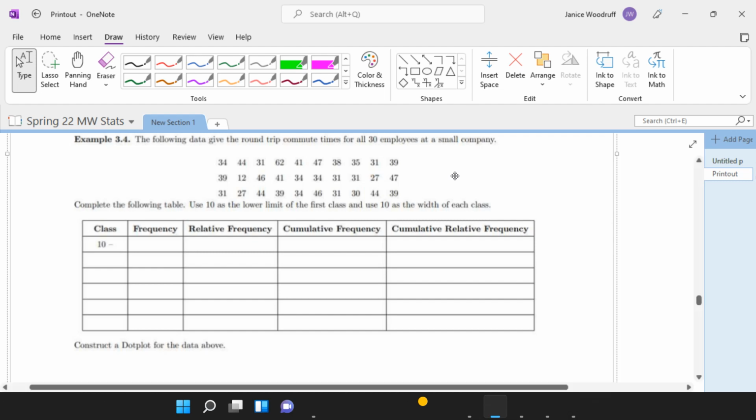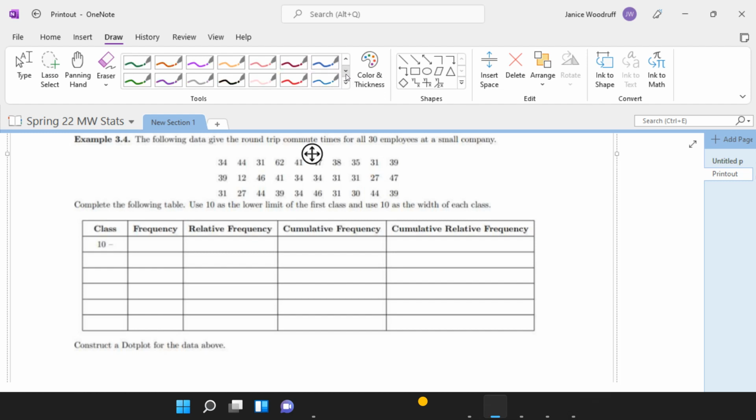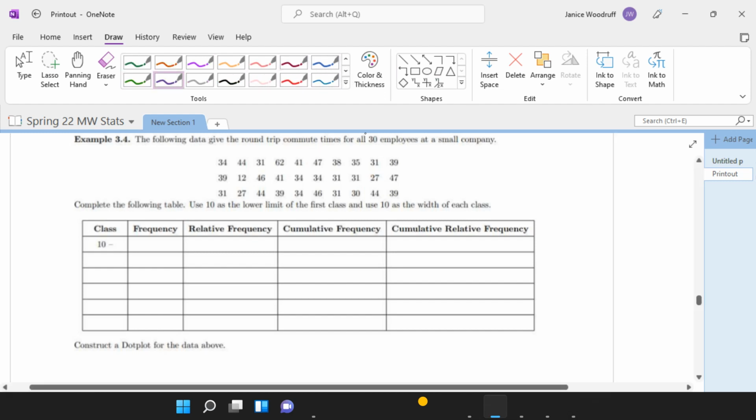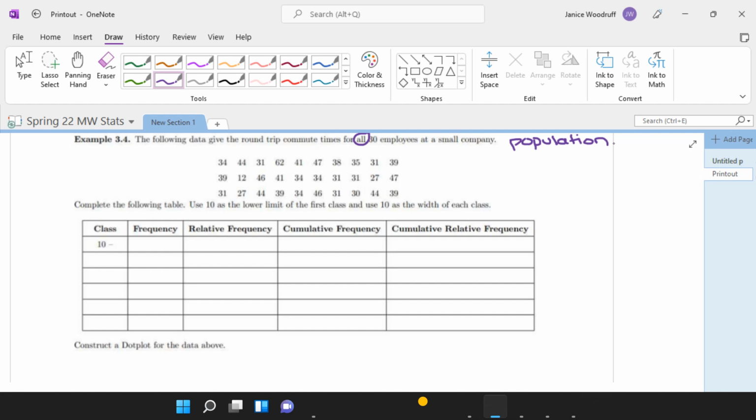Okay. So this is the round trip commute times for all 30 employees at a company. Just notice right off the bat that it's telling me this is all 30 employees, so this is a population. I'm not going to use that just yet, but it is important to start noting that. Okay, so complete the following table. Use 10 as the lower limit of the first class and use 10 as the width of each class.